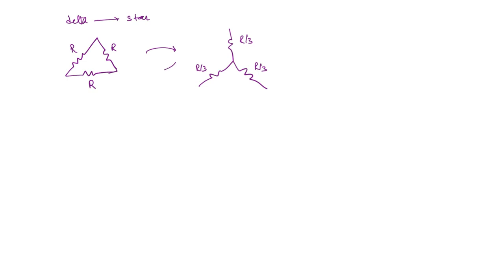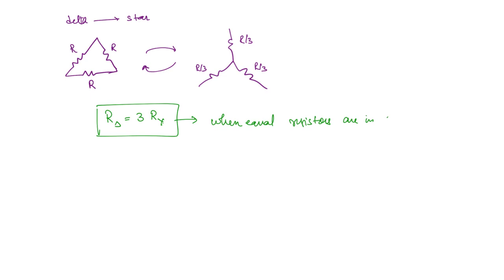Similarly, you can take the other side also, if it is the same values R by 3, if you want to convert into delta, it's the same thing, right? So it is going to become 3 times of this. That means if R is here, then it will become 3R. So you can remember with a simple expression: the delta resistor is going to be 3 times the star resistor. So this is for when equal resistors are present in star or delta. Then the star delta transformation is given by this expression.